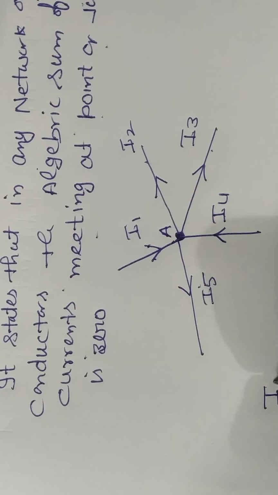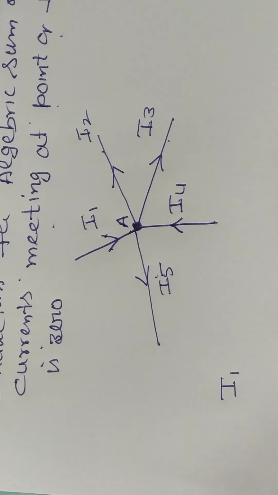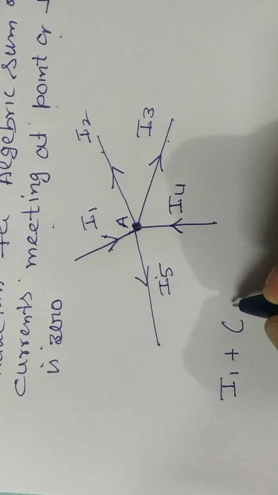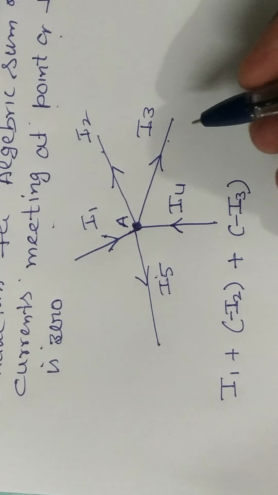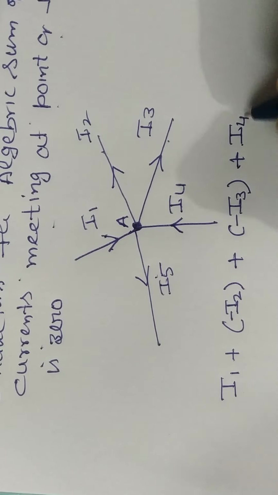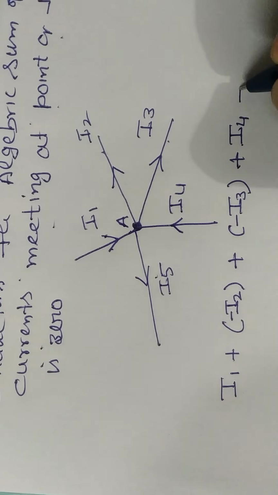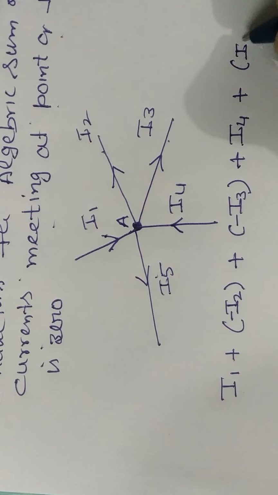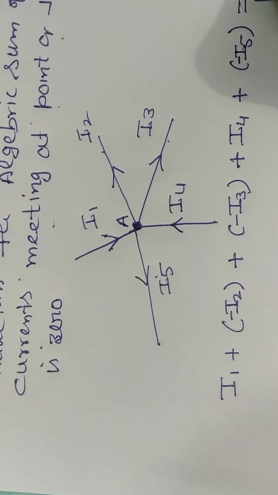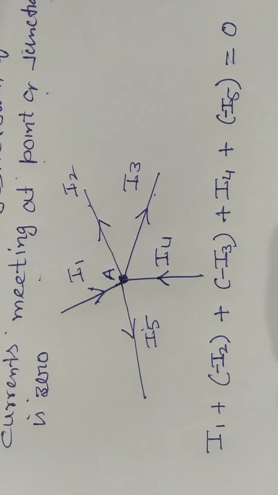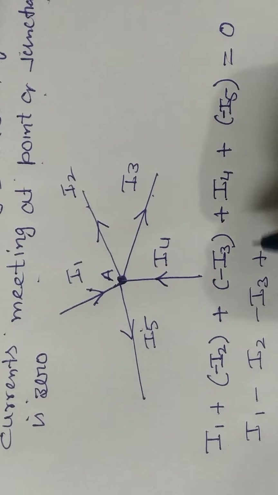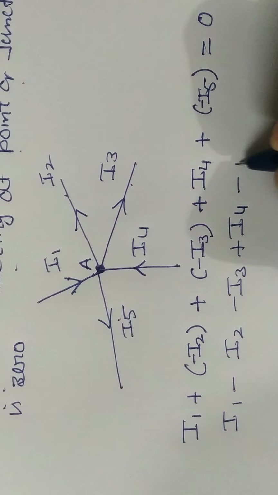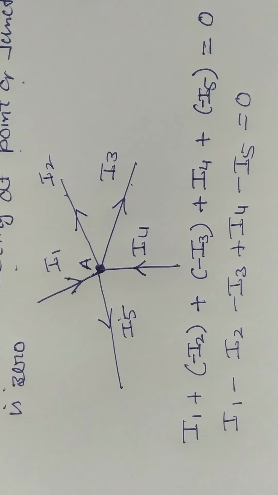So I1 is incoming current, so it is taken as positive. I2 is outgoing current, so we will take it negative. I3 again outgoing current, it is taken as negative. I4 is incoming current, it is taken as positive, and I5 is also outgoing current and taken as negative. So I1 minus I2 minus I3 plus I4 minus I5 equal to 0.